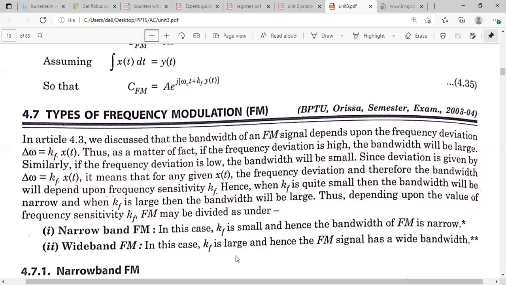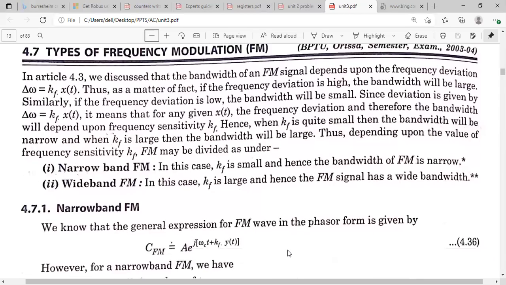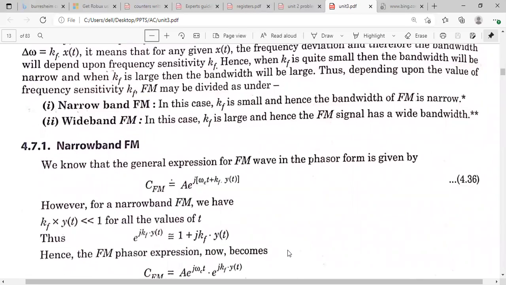And if the sensitivity factor is very large, the bandwidth of the FM signal is very wide. Based on these assumptions, you are going to derive the expression for the narrow band FM, and also the expression for the wide band FM. So first, how can we derive the expression for the narrow band FM? If you want the narrow band FM at the output, the sensitivity factor is very much less than 1, or very small.